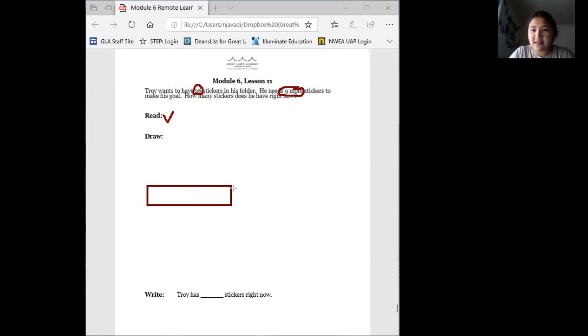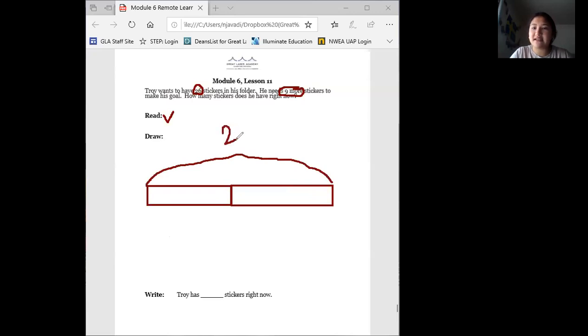So I'm going to set it up like this and like this. And then we can't forget the 2 lines that help us find the total. So we know that his goal is to have a total of 26. So this whole tape diagram should be equal to 26. He needs 9 more. So we know that he has a part of 9. The other part of how many he has right now, we don't know.